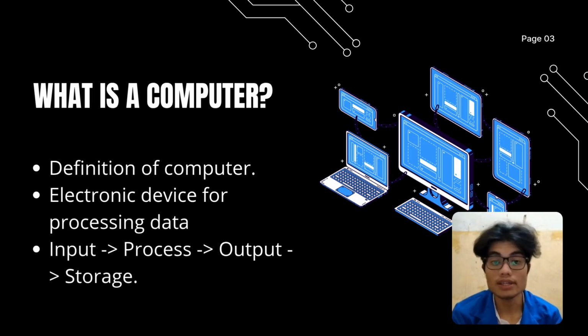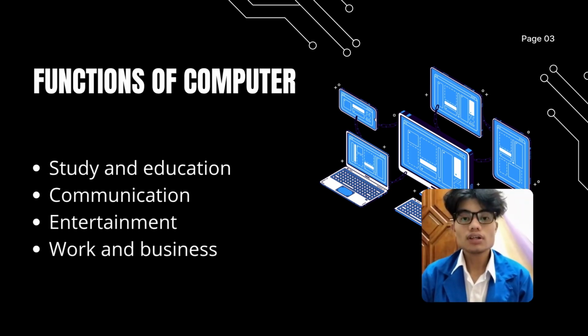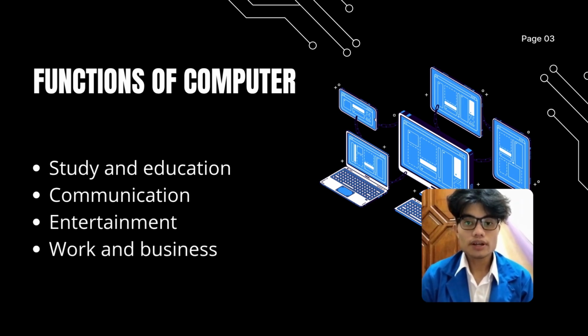First, what is a computer? It is an electronic device for processing data. It takes input from us, processes it, and gives us the output or result. Next, functions of computer. Computers are used for studying, communication online, watching videos, playing games, and helping people work in office or business.